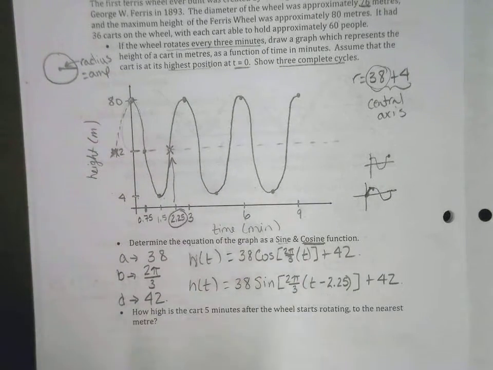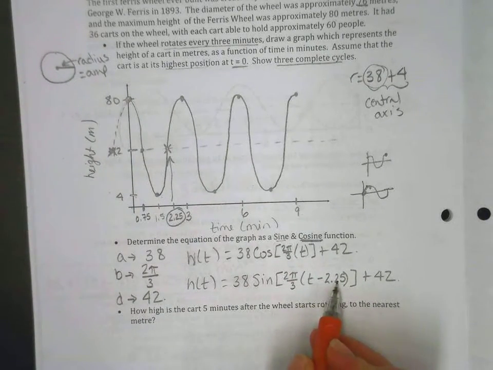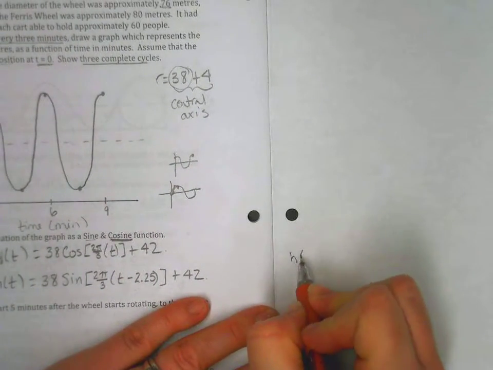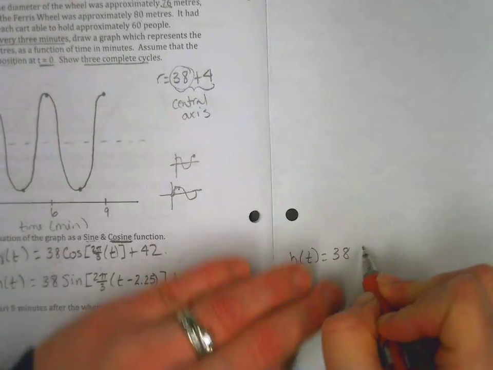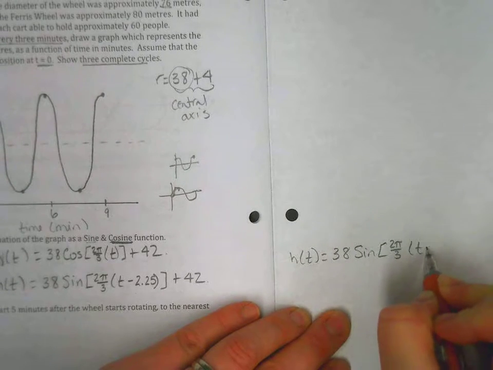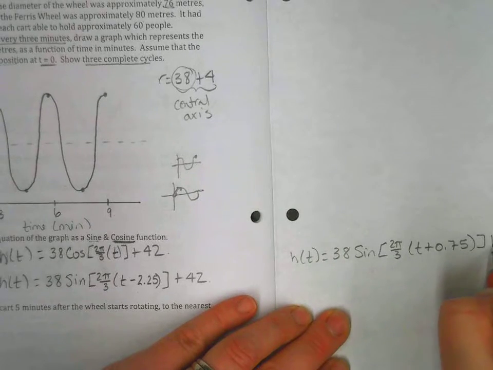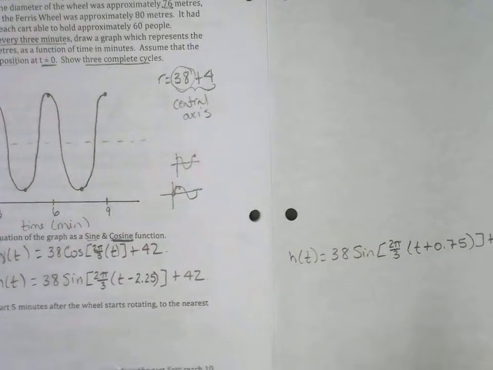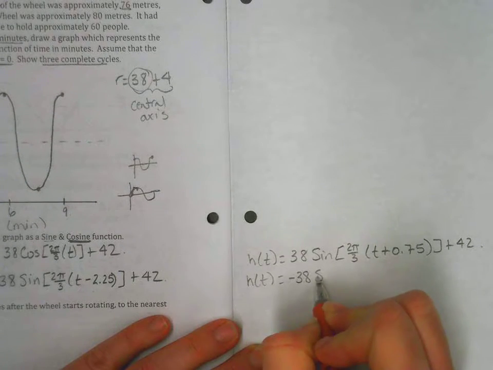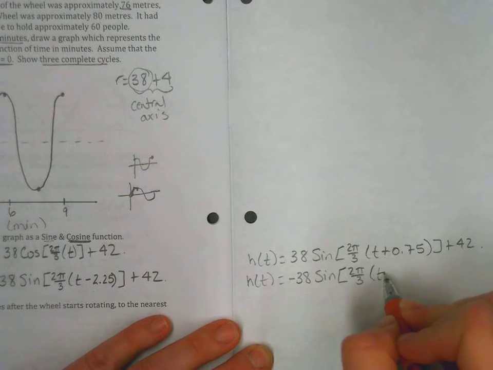Or I could have 38 sine of 2 pi over 3, t minus 0, or plus 0.75. So 0.75 units to the left. Or another option could have a negative 38 sine of 2 pi over 3, t minus 0.75, plus 42. All three of these equations might be a different answer for 3 students. All of them would be 100% correct.